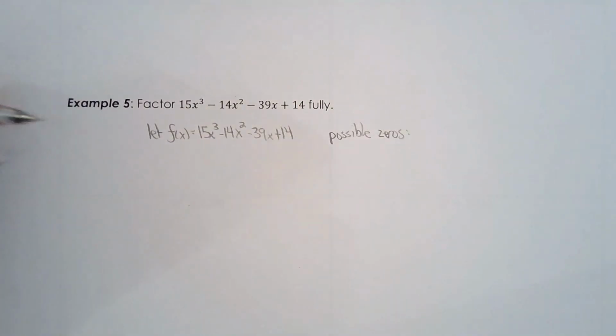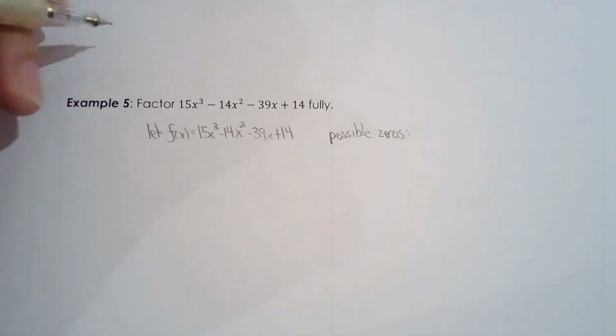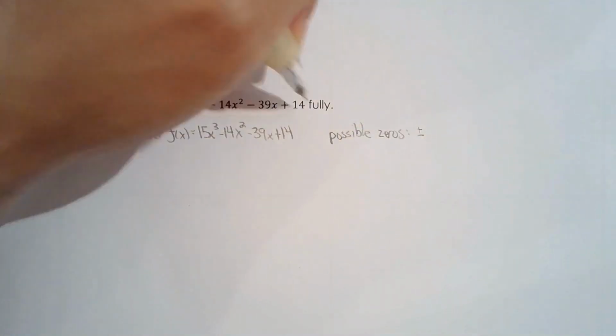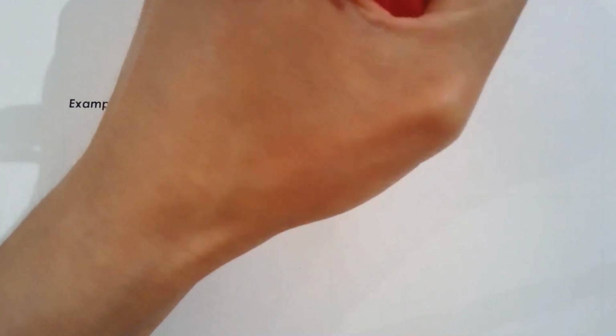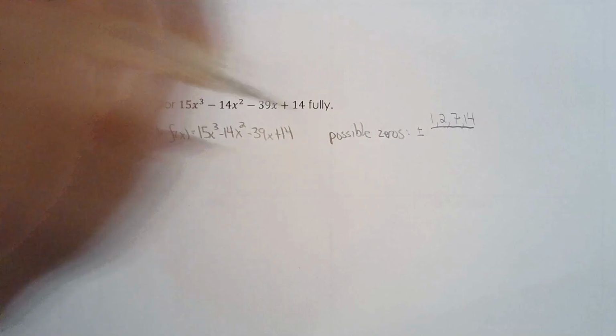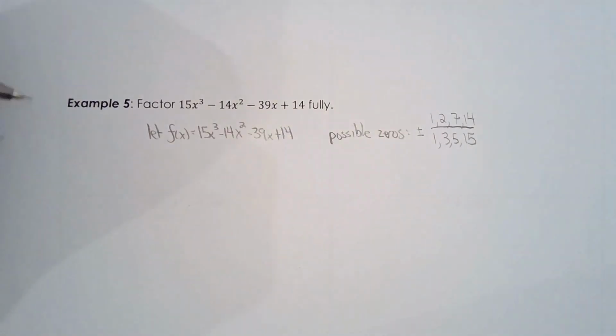I just want you to factor. I don't need you to tell me the possible zeros. By you guessing correctly, I'm assuming that you know what the possible zeros are. But we're looking at the factors of the constant term, plus minus 1, 2, 7, and 14, and then factors of 15: 1, 3, 5, 15. Those are your possible zeros. Quite a few of them.